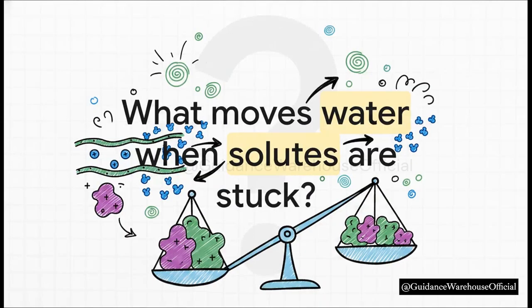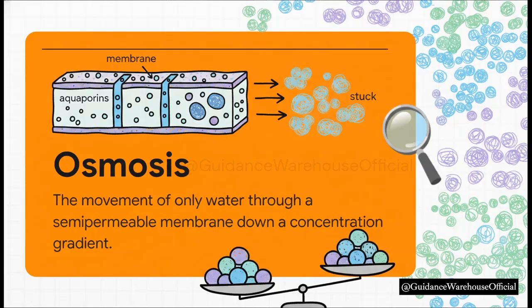This is a question that trips up a lot of people. What actually makes water move when the dissolved substances, the solutes, are just too big or too polar to get through the membrane at all? If the solutes are totally stuck on one side, how on earth does the cell balance things out? The answer to that is osmosis. When solutes are stuck and can't diffuse across to equalize things, water basically takes matters into its own hands.